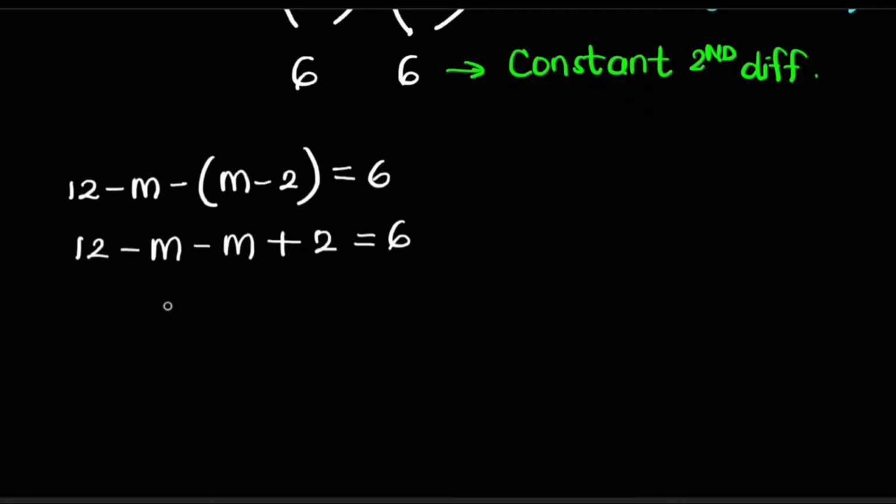Then let's gather like terms. m minus m is negative 2m. Now we have 12 plus 2, which is 14. But we're going to take that 14 over to the right-hand side. So it's actually going to subtract to give you negative 8. To solve for m, you can divide both sides by negative 2. So m is equal to 4.